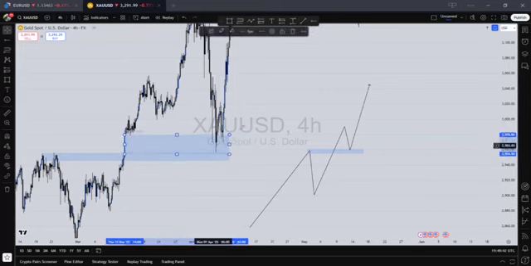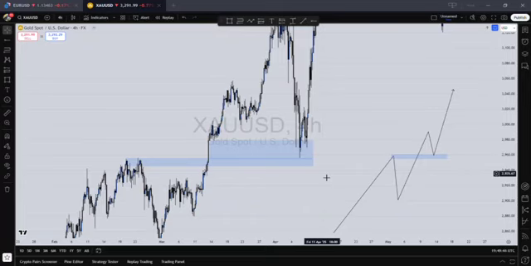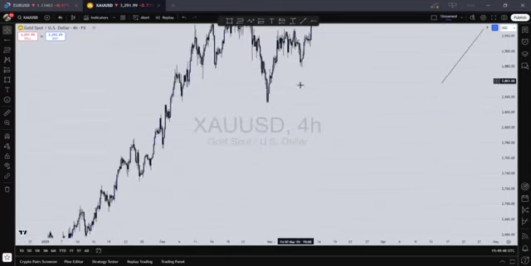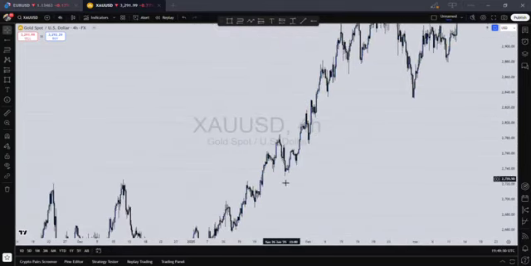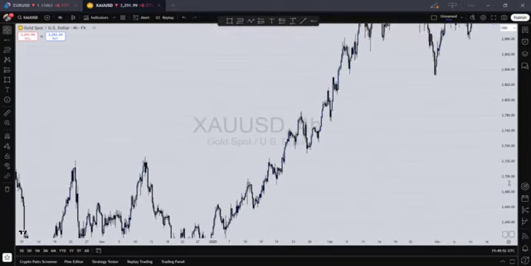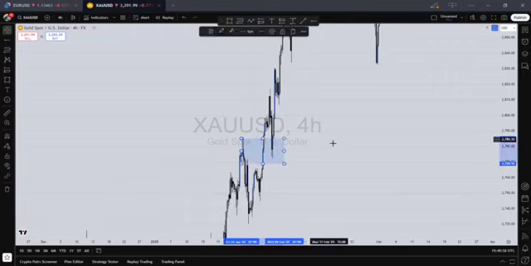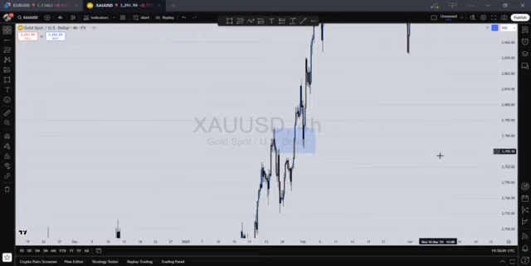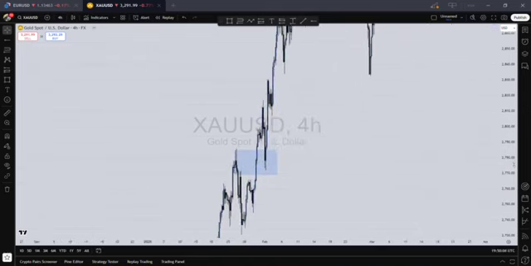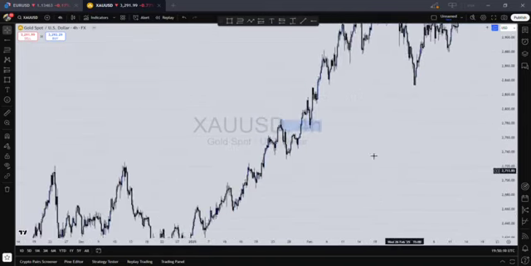There's no other language for it. But of course, there must be an inducement or engineered liquidity play. Take note, please. They are basically just broken support turned resistance. Broken support turned resistance. Broken support turned resistance.